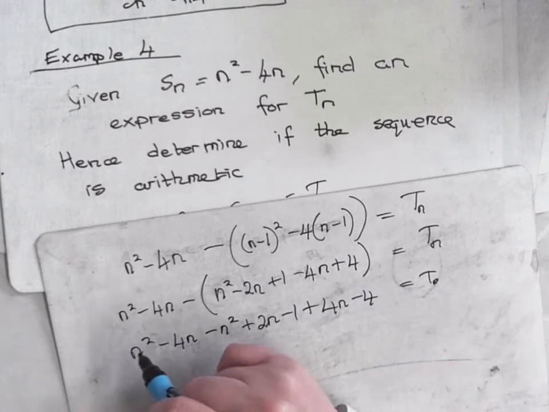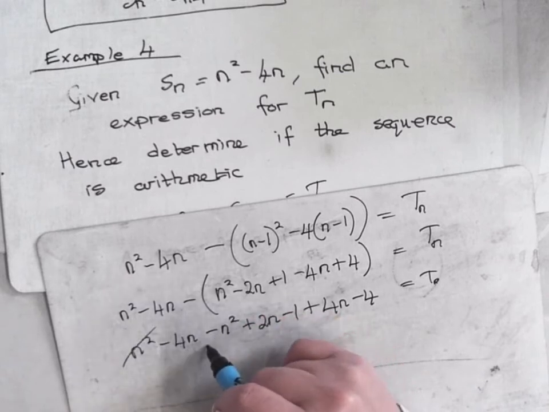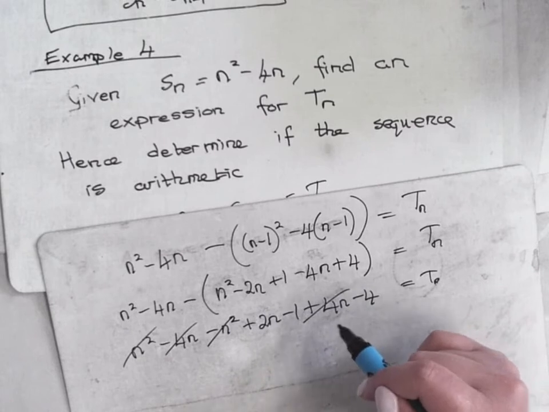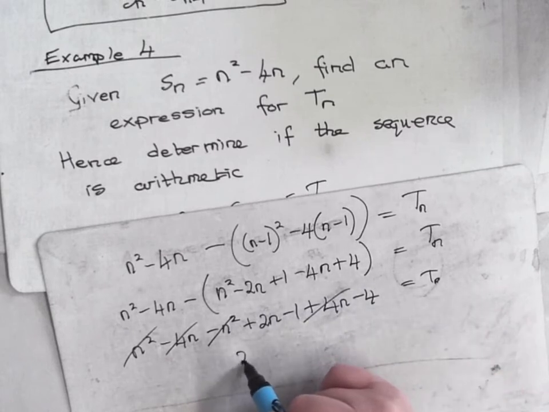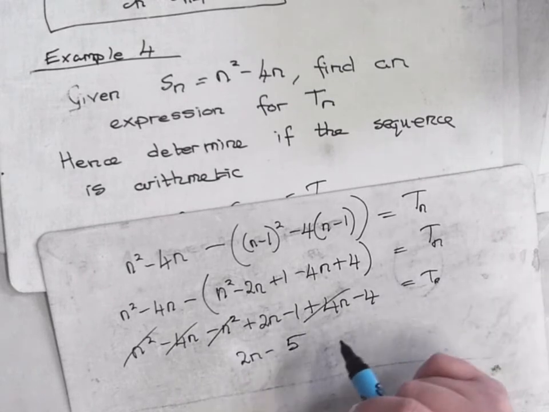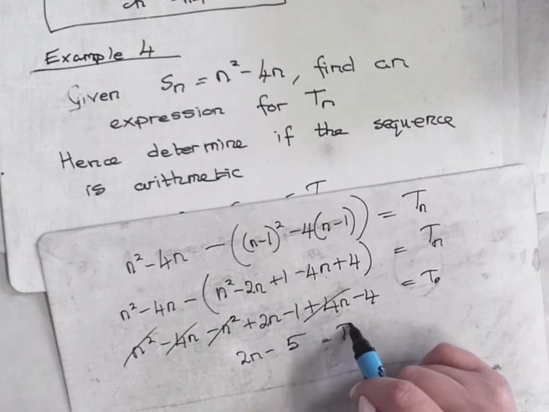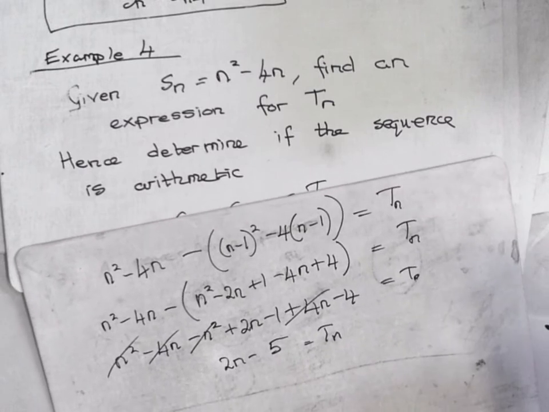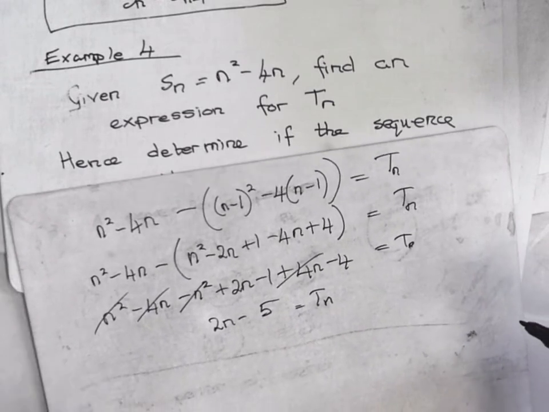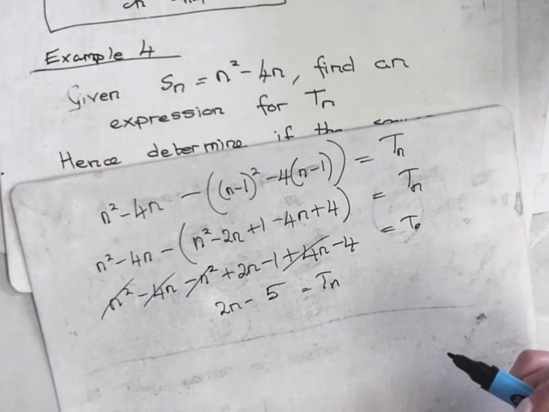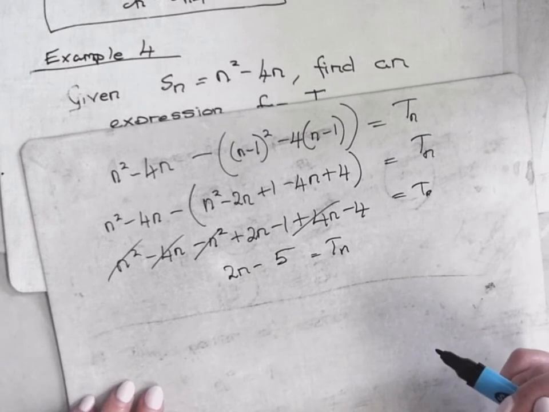So tidying it up, n squared minus n squared gone, minus 4n plus 4n gone. So I'm left with 2n minus 5, isn't that right? So that's the expression for Tn. That was the first part of the question. So the next thing is, is the sequence arithmetic? Are you adding or subtracting the same number each time? How will I prove that sequence is arithmetic? What do I do? Just write out a few terms, yeah?